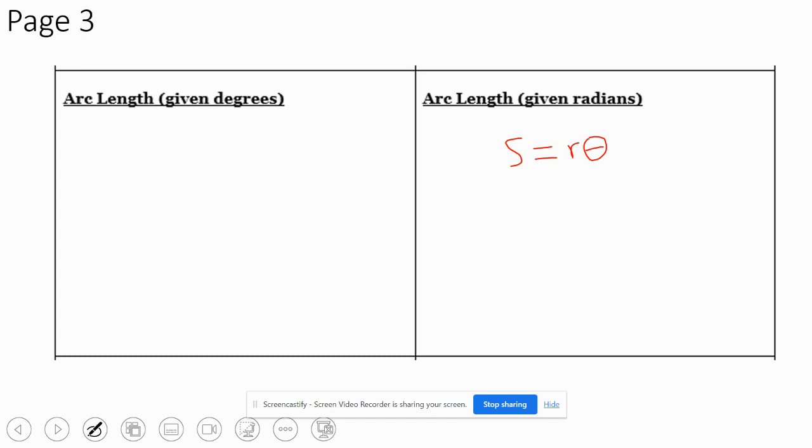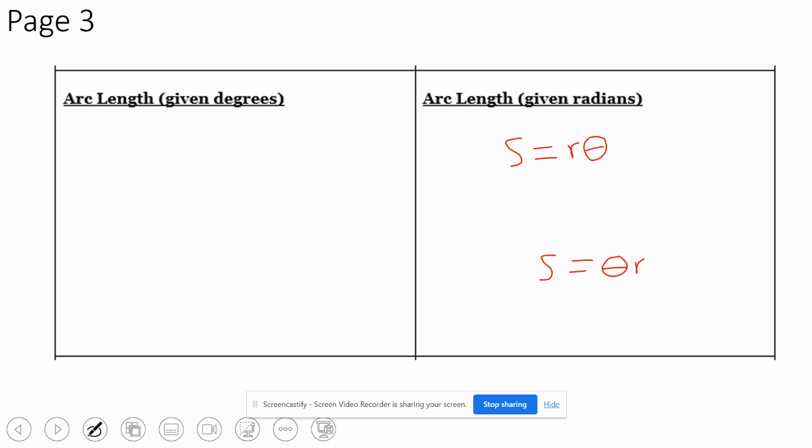Oftentimes you'll see the theta written first. It's multiplication, so it doesn't really matter. I say radius times radians usually when I'm trying to remember this. So you could put the r first, if you prefer, or you could write theta times r, radians times radius, but either of those would work.